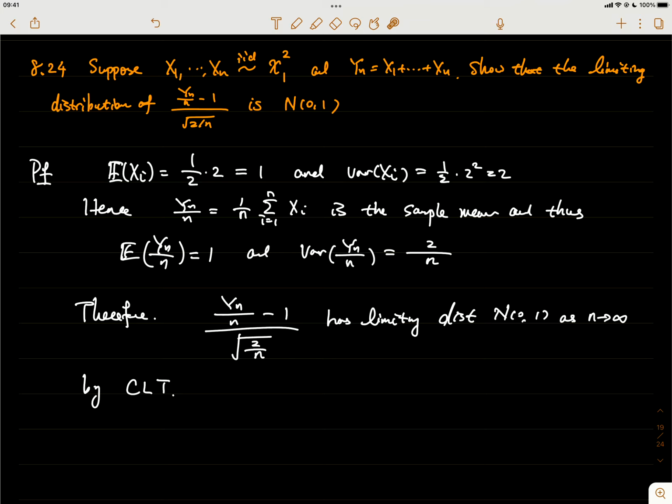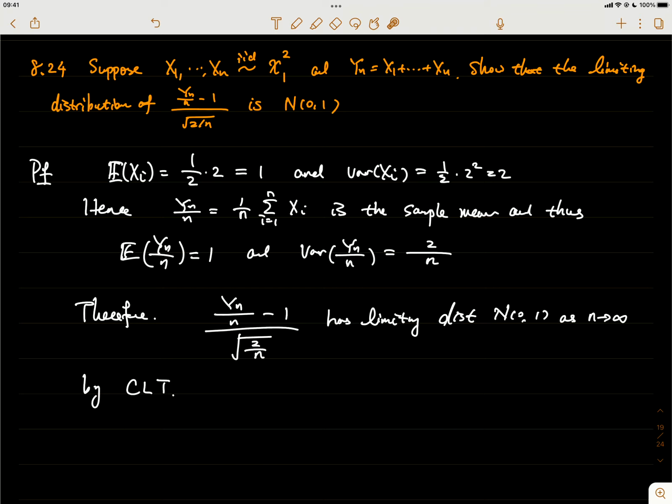824. Suppose we have a random sample x1 through xn. They are independent identically distributed, or IID, following the chi-square distribution with 1 as the degrees of freedom. Then we define Yn to be the sum of these random variables. Then we want to show that the limiting distribution of this random variable, which is a function of Yn, is approximately equal to the standard normal distribution.